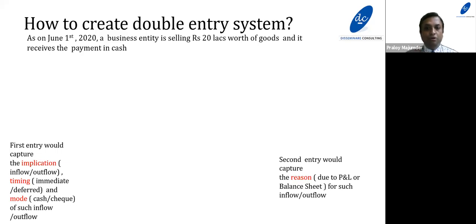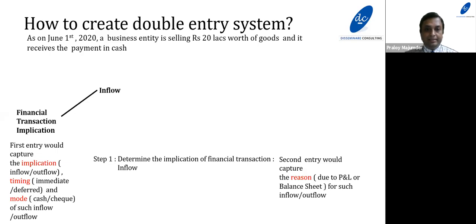The second entry would capture the reason, due to P&L or balance sheet, for such inflow or outflow. As we have seen in the previous session, this is an example of a permanent inflow. Since it is a permanent inflow, it will be captured under the head profit and loss. So the process we will follow for converting a financial transaction into accounting entries by application of the double entry system would be as follows. First step, determine the implication of the financial transaction. By applying common sense, I find out it is an inflow.